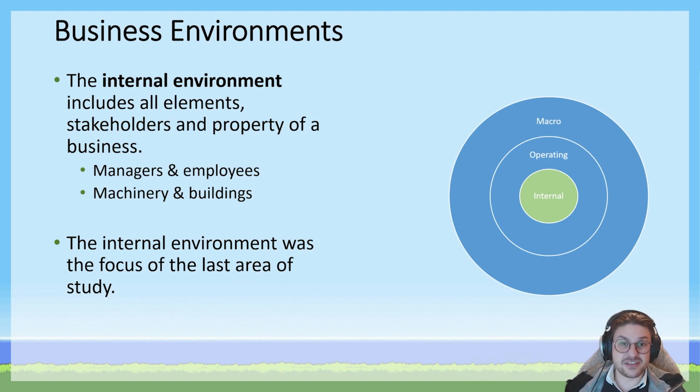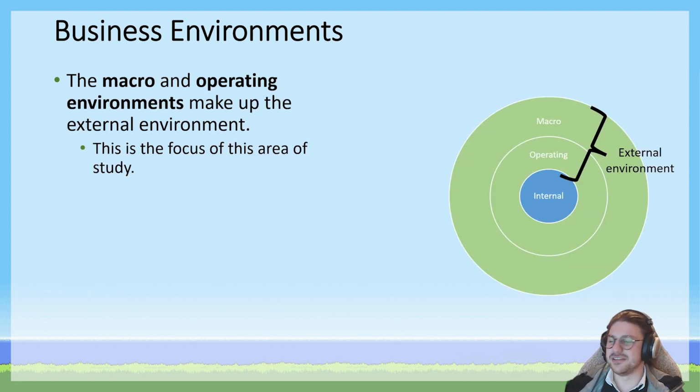In the last area of study, the internal environment was our focus, and we talked about all sorts of characteristics and factors from the internal environment that affect business planning. That's content we're leaving in the last area of study, and if you need to revisit that material, I strongly encourage you to go back to those lessons. This area of study is about the external environment, and the external environment can be broken up into the operating environment and the macro environment. Both of these environments, operating and macro, are parts of the external environment.